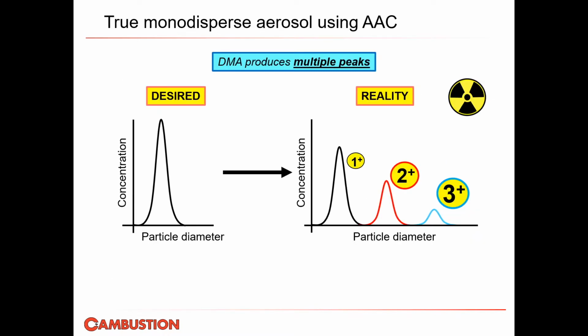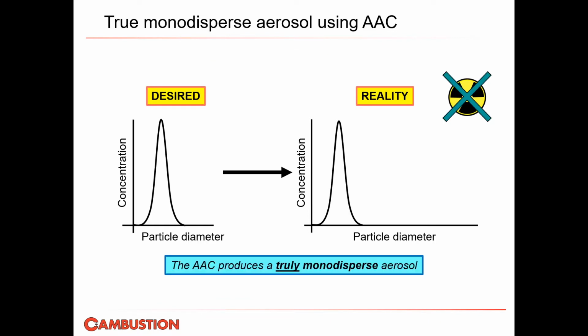What of course you want when selecting aerosol with a DMA is just one peak. What in fact you might get on the right is multiple peaks depending on the underlying size distribution from which you're selecting, and these may have one charge, two charge, or three or more charges at progressively larger sizes. With the AAC, you just get one peak with a high transmission efficiency even for smaller particles.